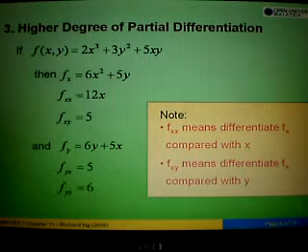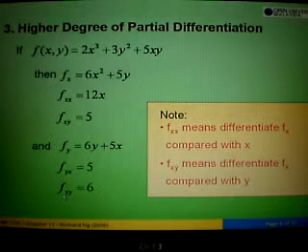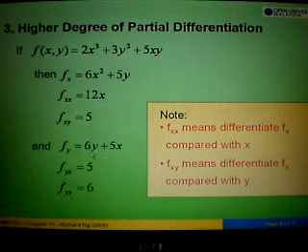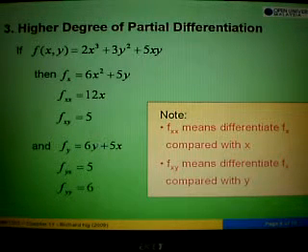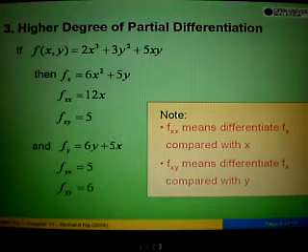Alright? And if you are asked to find fyy, we continue from fy, differentiate compared with y. So 6y will give us 6. And here there's no y, we ignore. So this is the answer.